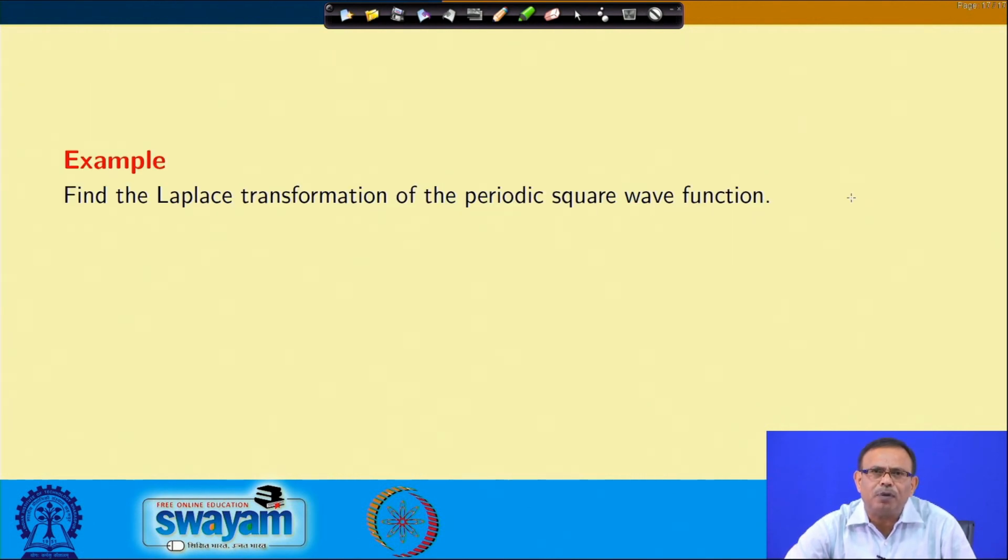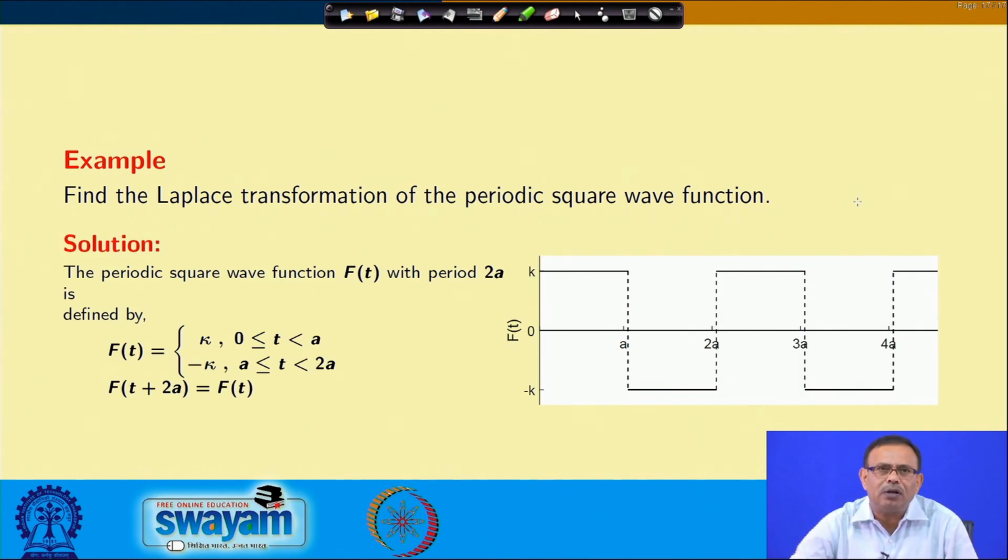Find the Laplace transform of the periodic square wave function. What is a square wave function? A square wave function we define as f(t) equals k whenever t lies between 0 to a, and it is minus k whenever t lies between a to 2a, and f(t+2a) equals f(t), that is the function is a periodic function with period 2a. Please note this one. This is a periodic function with period 2a.